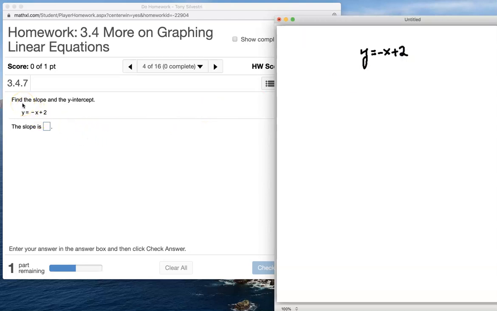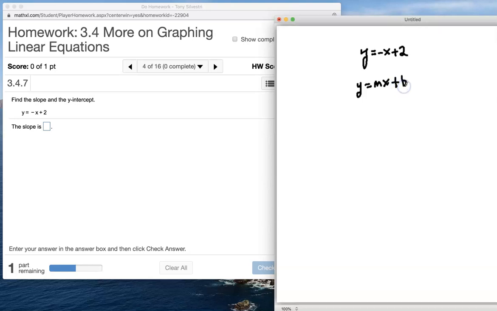They're saying find the slope and the y-intercept. Wow. Well, that would be a wow if I didn't give you any description about what's so special about this equation. When you have a y equals an x term plus a number, that's a special format. Let me show you the special format. Y equals mx plus b.